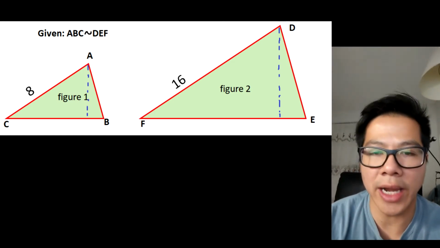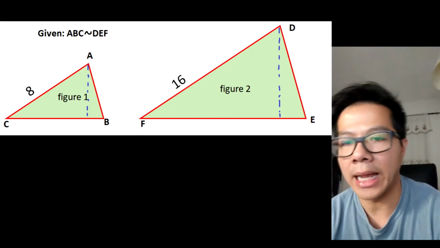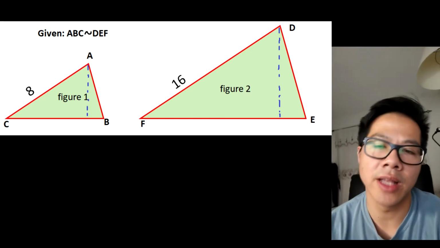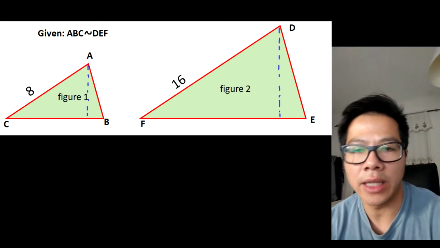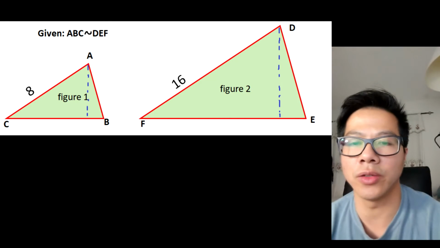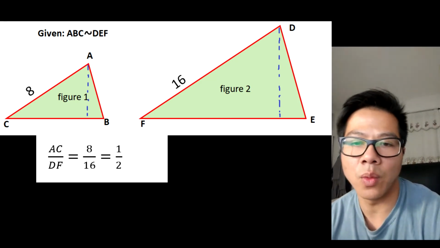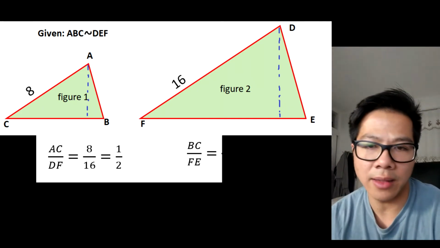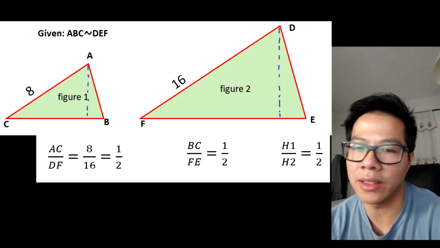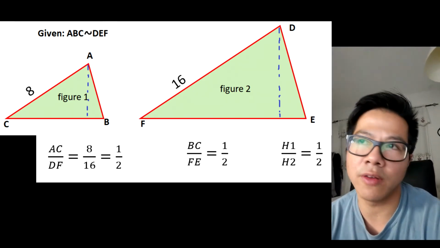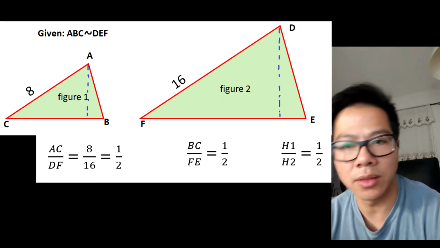Let's look at the first example here. I have two triangles, and we know that they are similar, and that the corresponding sides AC and DF are 8 to 16. So the ratio of the sides AC to DF is 1 to 2. Now, based on that, I know that the ratio of the bases CB to FE is also 1 to 2, and the ratio of these heights are also 1 to 2.